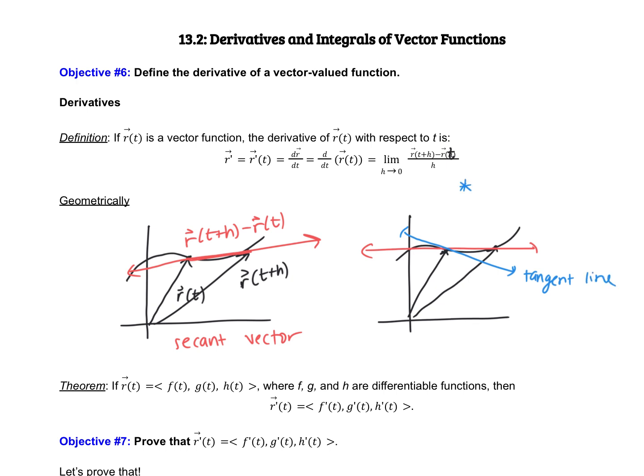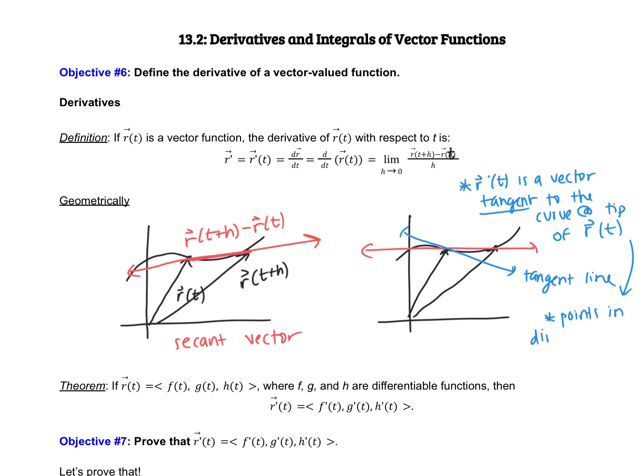Okay, so here's what's important. That r prime of t is a vector that is tangent to the curve at the tip of r of t. And also what is very important is that it points in the direction of increasing parameter.